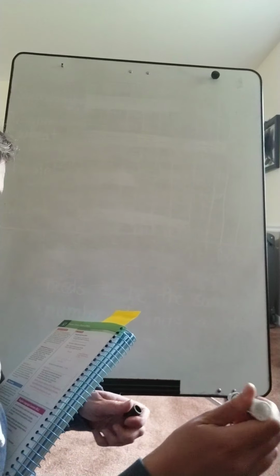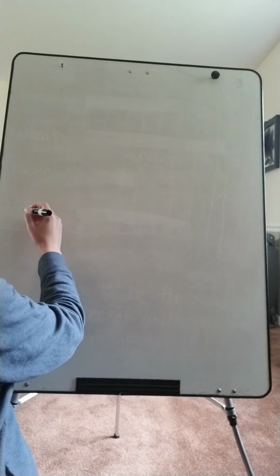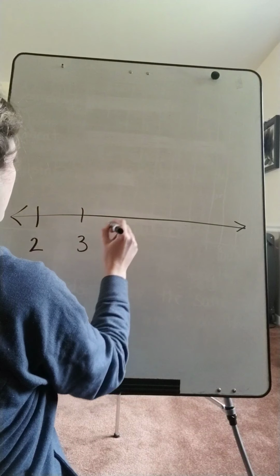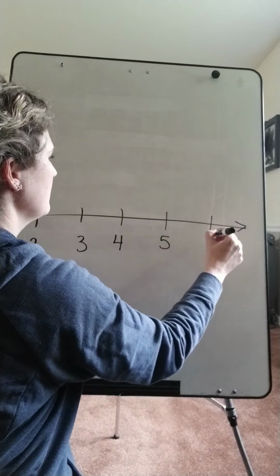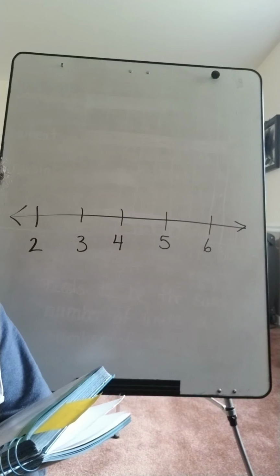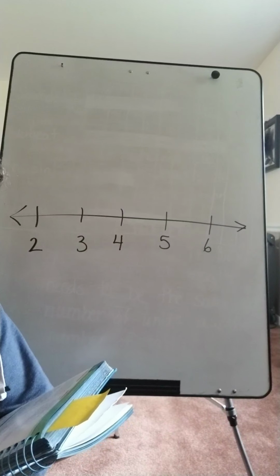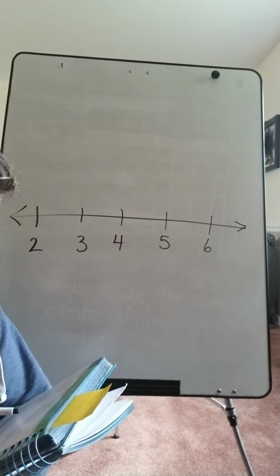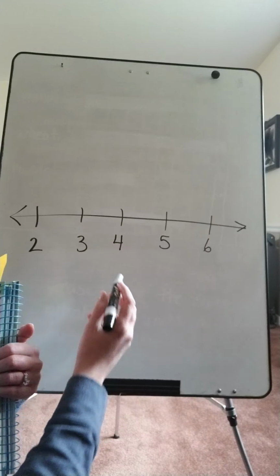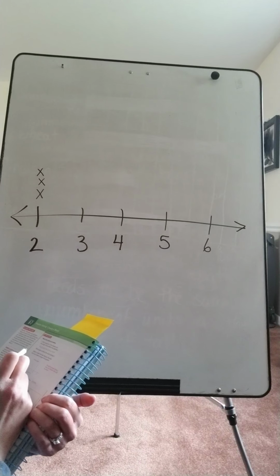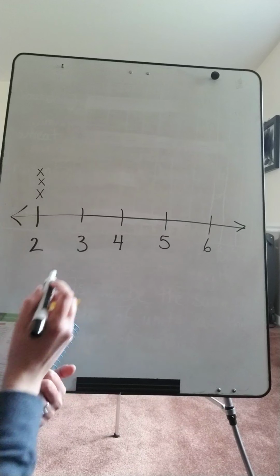Okay, so let's do this together. So we're going to make our line plot go from 2 to 6. Okay? And from here, we need to just count how many 2s, 3s, 4s, 5s, and 6s there are, and we'll put X's. So if you go through the 2s and count them, you should count 3. So we're going to put 3 X's. Count the number of 3s, and you should have 5.